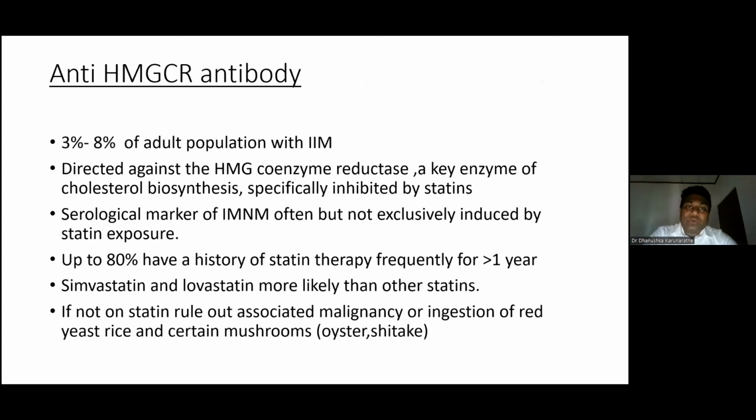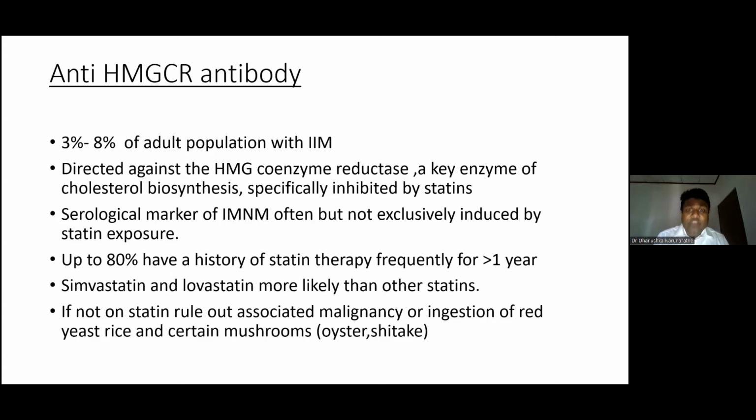And regarding the anti-HMG-CoA reductase antibody, as we all know, HMG-CoA reductase is a key enzyme of cholesterol biosynthesis and is specifically inhibited by the statins. HMG-CoA reductase antibodies are present in 3 to 8% of adult populations with myositis. However, if you dig into the history, only 80% of them reveal a significant statin exposure for more than 1 year.